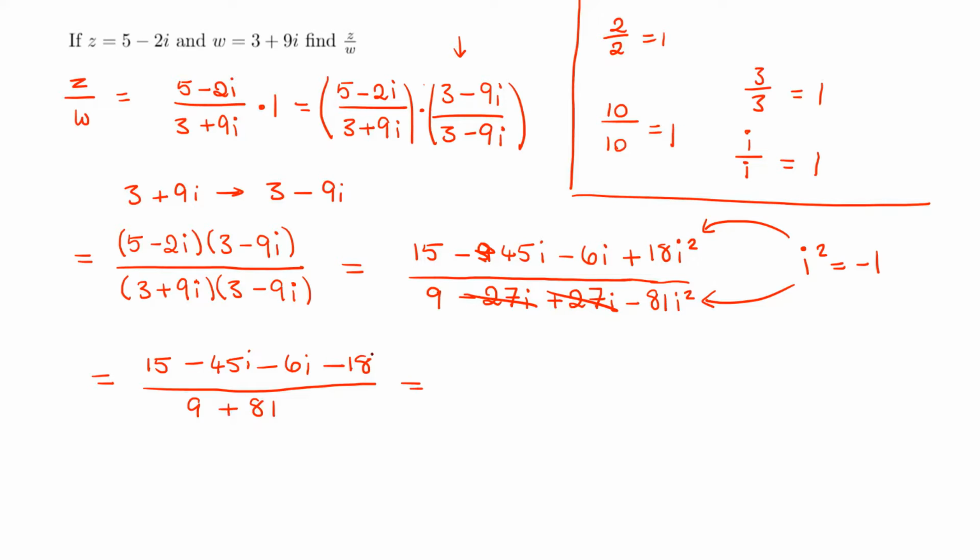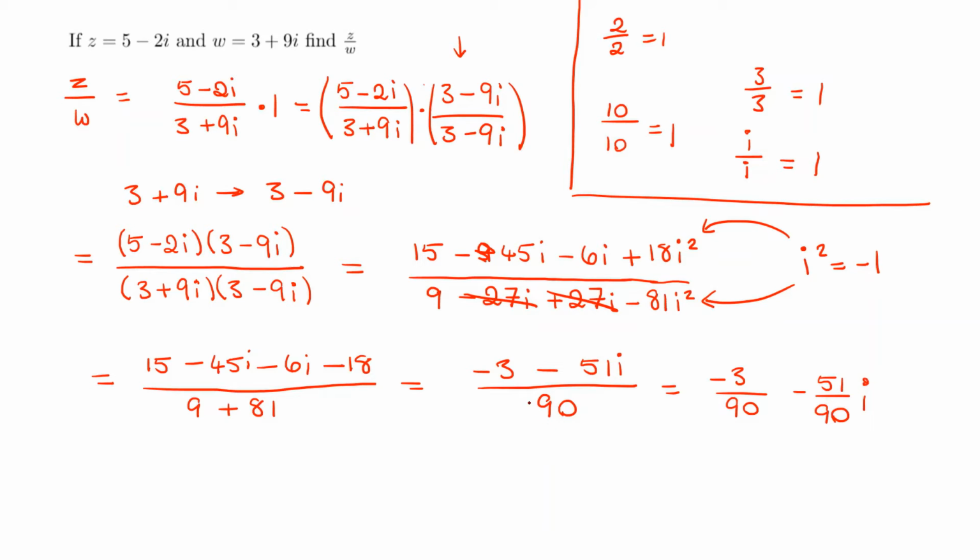Okay, so if we add all the reals on top now and all the imaginaries on top together, we're going to get 15 minus 18 is going to give me minus 3. And minus 45 minus 6 is going to give me minus 51i, and that's all going to be over 9 plus 81, which is 90. And we can split that up then into the real part and the imaginary part and just say this is equal to minus 3 over 90 minus 51 over 90i.